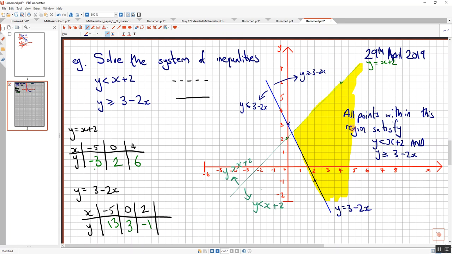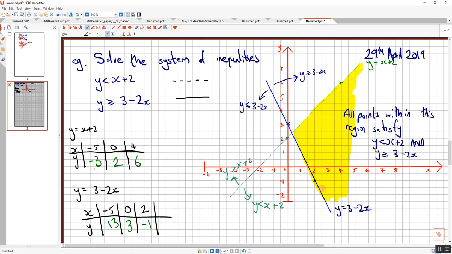Because we're saying any point in this region is a solution to these, but anything on this dotted line is not. Why not? Well, let me ask you a different question then. What about anything on this line? Are these solutions to both of these?